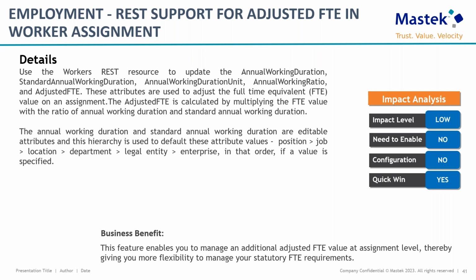Like if you have these values on position, then that would be considered. If not, then to job. Similarly, goes with location, department, and legal entity and enterprise in that order, if a value is specified. And one more thing is, whenever a value for annual working duration or standard annual working duration and its unit are updated using the worker resource as well, FTE will be automatically calculated. This feature enables you to manage an additional adjusted FTE value at assignment level, thereby giving you more flexibility to manage your statutory FTE requirements.